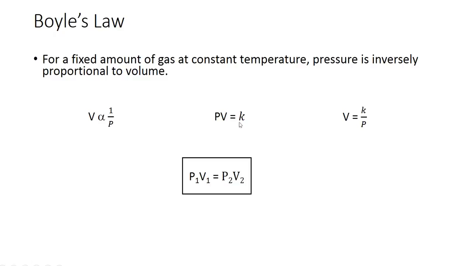In that case, because the constant will not change, we can say P1 V1 is equal to K, but also P2 V2 is equal to K. So if we remove K here, we can equate the two. P1 V1 is equal to P2 V2. This is the mathematical statement of Boyle's law.